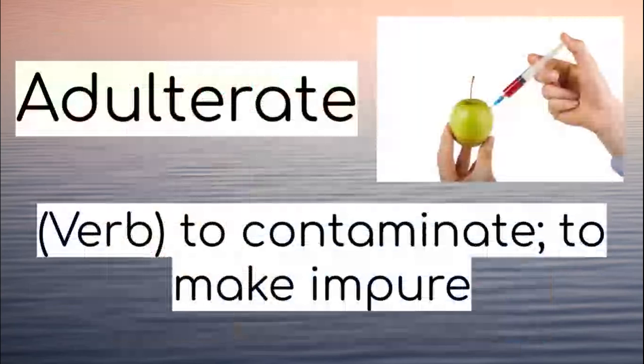So, first off is adulterate, which is a verb that means to contaminate, to make impure. For each of these, a benefit of watching this video would be listening to a sentence using adulterate or another word that is on the screen. We discovered that the town's drinking water had radioactive waste in it. We discovered, in other words, that it had been adulterated.